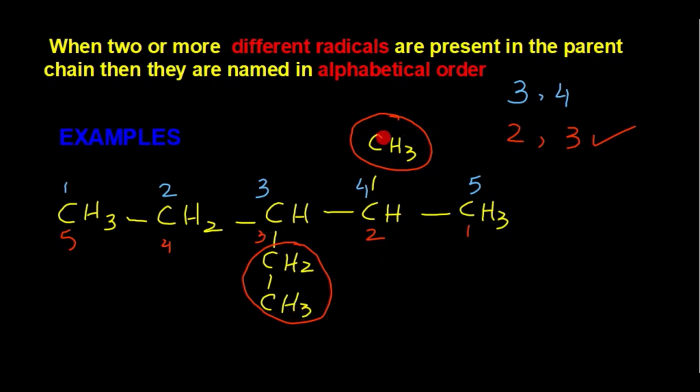Now we will assign the IUPAC name to this molecule. So we have different types of radicals. So according to the rule, if we have different types of radicals, then we must follow the alphabetical order. We must follow the alphabetical order, students.